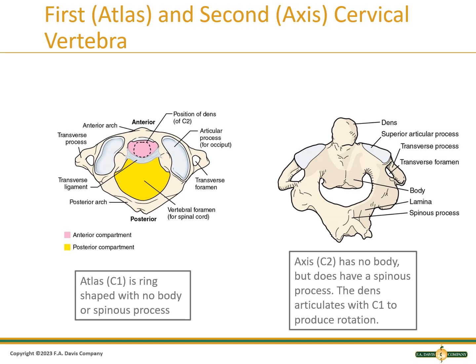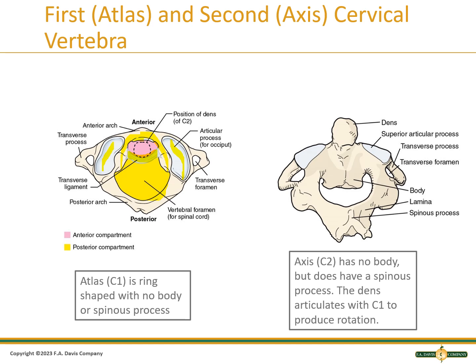C1 is more ring-shaped with no real body or spinous process. We can see we have articulations here for those large occipital protuberances of the skull to sit on. And then the large ring here that makes up that limited vertebral body is separated into two parts because of the transverse ligament. And we can see that transverse ligament here wraps in front, and that helps hold the dens in place.